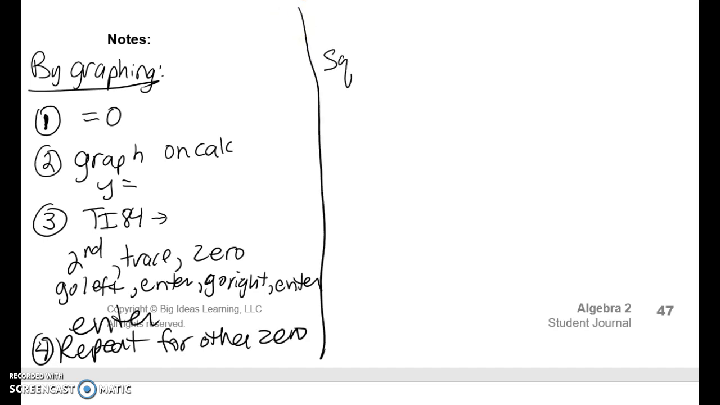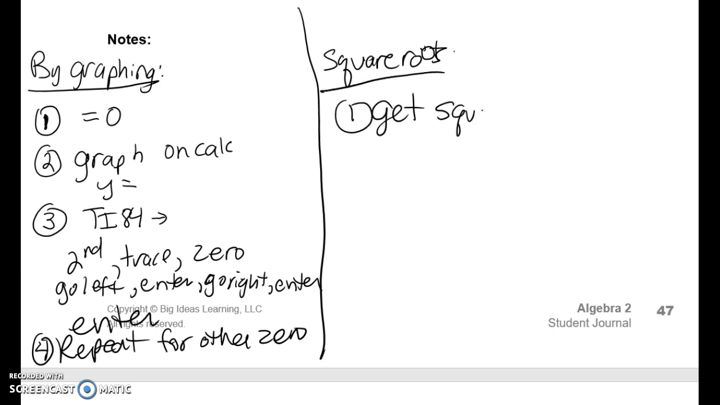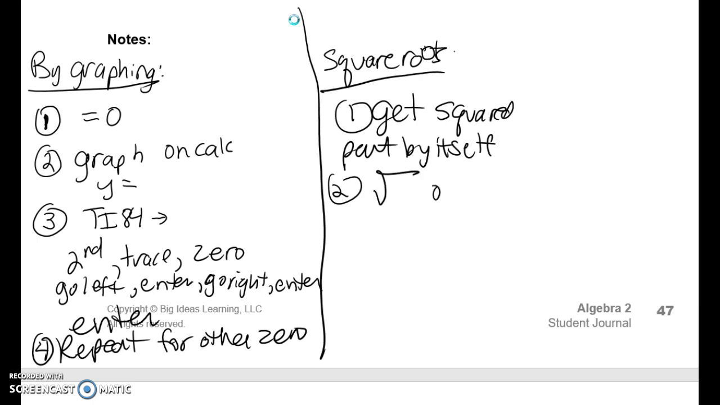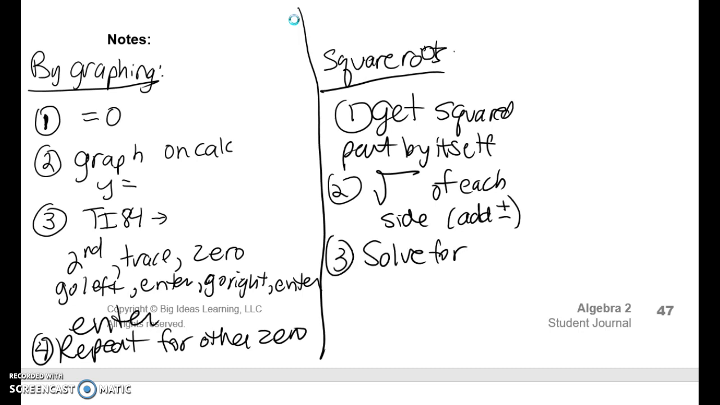The next method is solving by taking square roots. Step 1. You need to get whatever is being squared by itself. So get the squared part by itself. Step 2. Take the square root of each side. When you add the square root, don't forget you need to add plus or minus, because the square root could be a positive root or a negative root. And then your final step will be to solve for x, or whatever variable we're using.